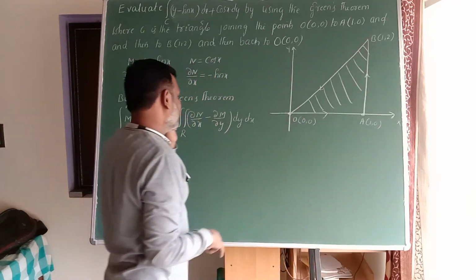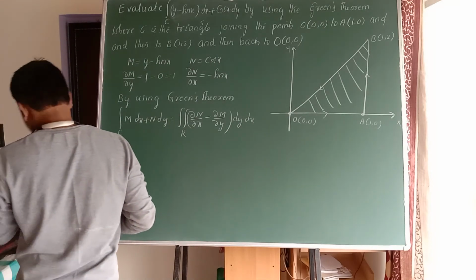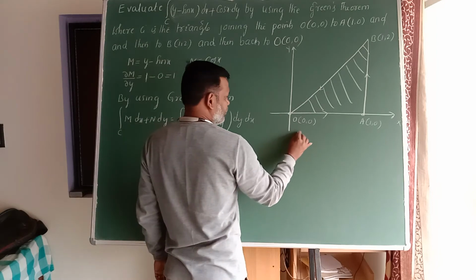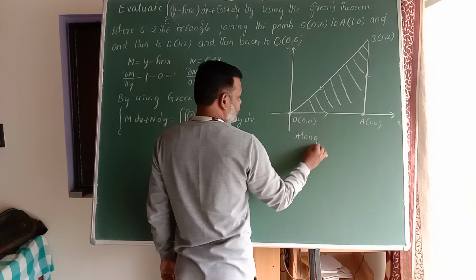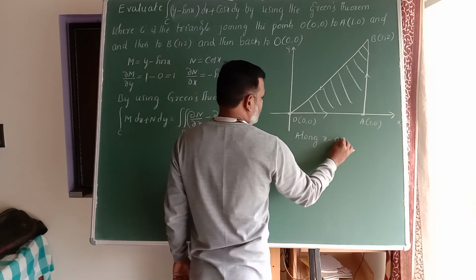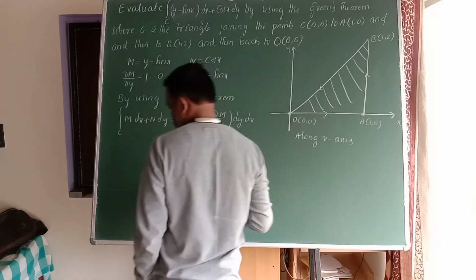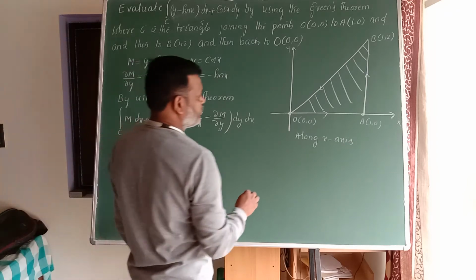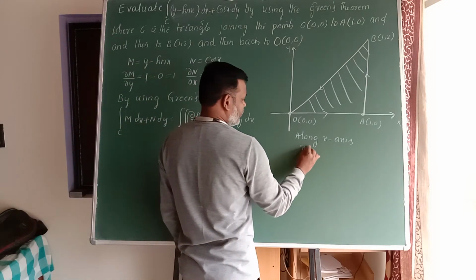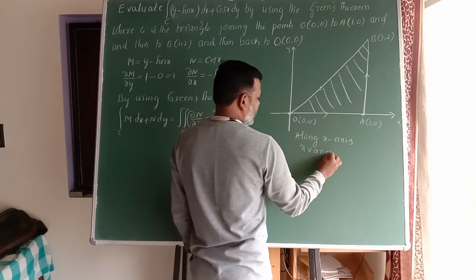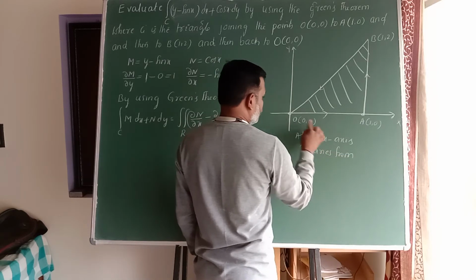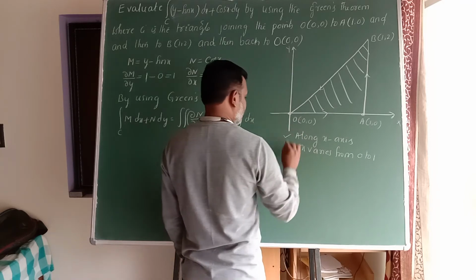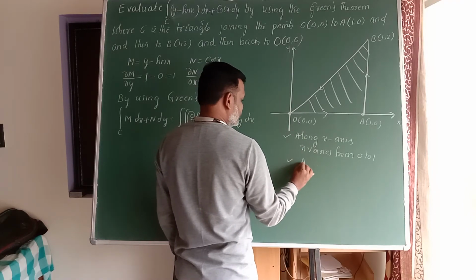Now let us understand this. Along the x-axis, just for the understanding point of view, what happens here? Along the x-axis, x varies from where to where? 0 to 1. This is the point 1. Now we have to take along the y-axis.